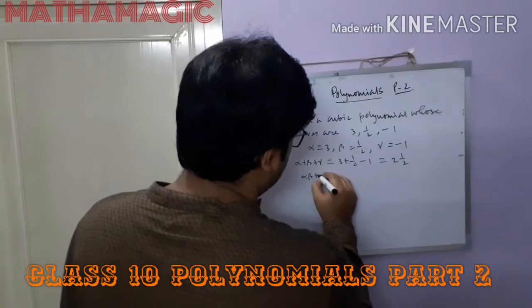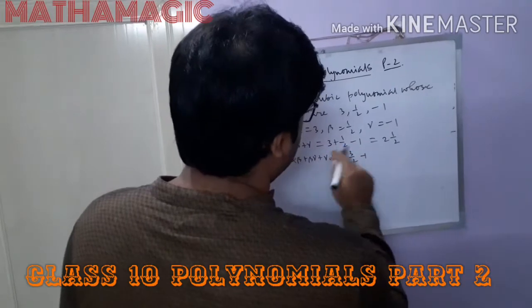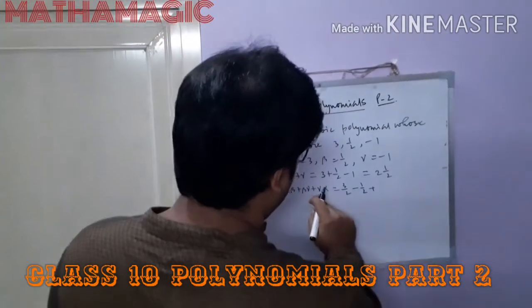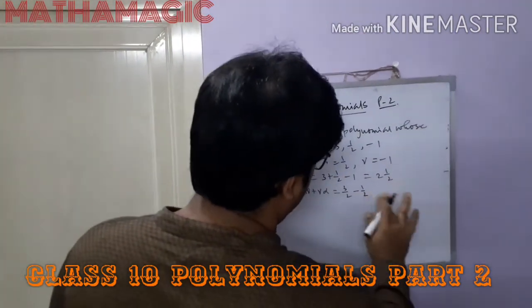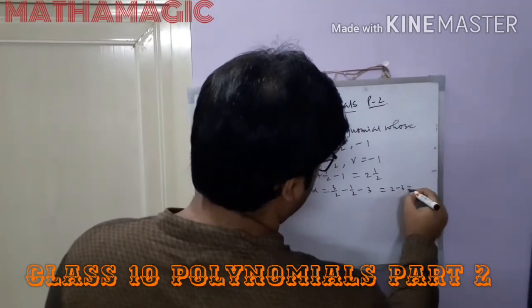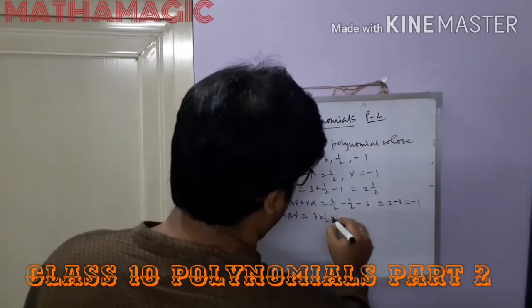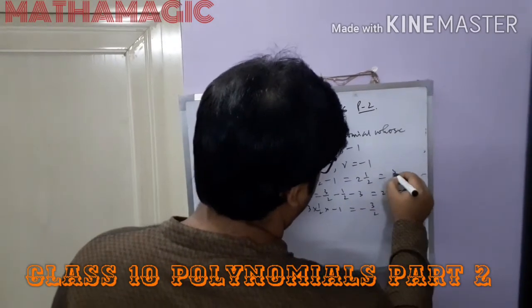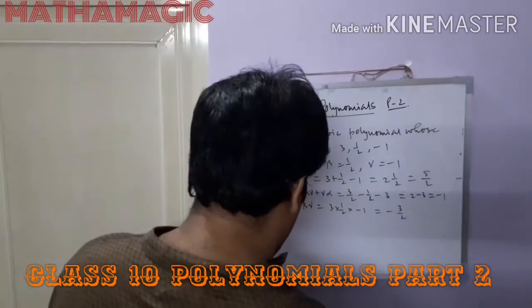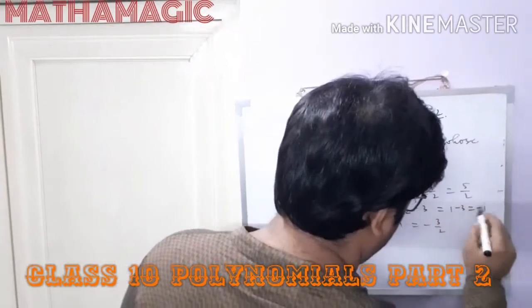Now alpha beta plus beta gamma plus gamma alpha equals, alpha beta means 3 by 2, plus beta gamma means minus half, plus gamma alpha equals minus 3. So it will be 2 minus 3, that is equals to minus 1. Now alpha beta gamma will be 3 into half into minus 1, so it will be minus 3 by 2. We have already found the values of these three things. Okay, we have made one mistake, that will be minus 2.